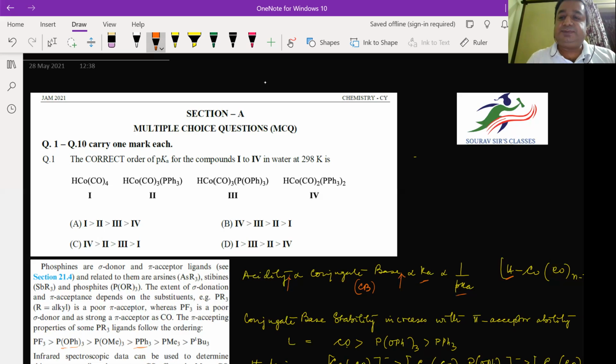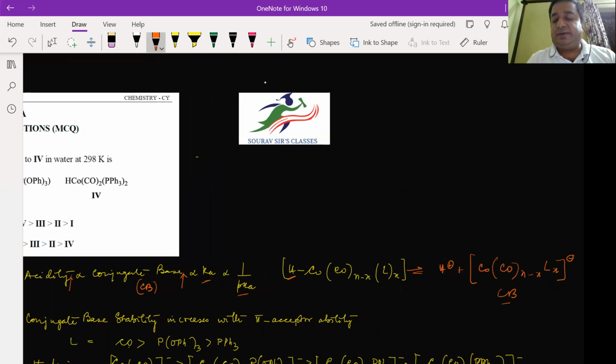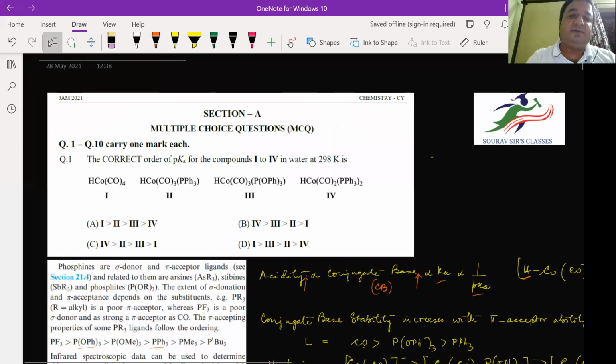Okay, so let us consider this complex, which we are now writing in a general form, HCo(CO)4-xLx, where L is the ligand, replacing CO, or it can be CO. Now, this is our Ka for the reaction, and once this is giving away a proton, this is the conjugate base that is formed. Now, the stability of this conjugate will be decided by how stable is the negative charge over here for this complex. Now, this stability of the negative charge or the anion will depend on the pi accepting ability of the ligands that are present. For the first complex, we have 4 CO groups.